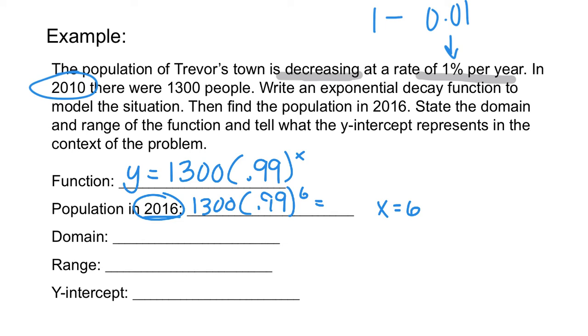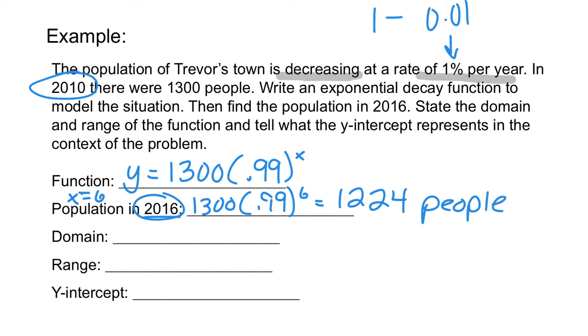Until I get a value of 1,223 people, or really 1,224 people. So it comes out to be 1,223.924194. But because it's people, we'll round to a whole number. So 1,224 people.